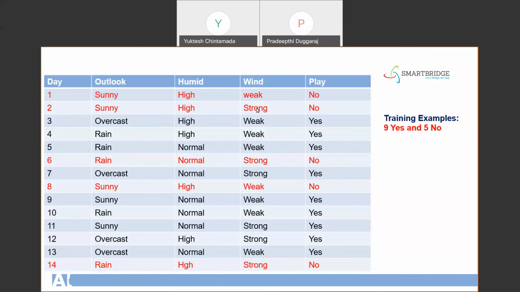In the same way, strong observations are totally 6. You can count 1, 2, 3, 4, 5, 6. Out of those 6 observations, yeses are 3. You can see 1 yes, 2 yes, 3 yes. 1 strong no, 2 strong no, 3 strong no, right? So now did you understand, right?